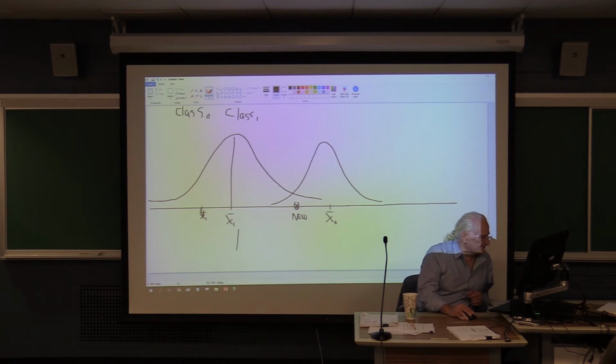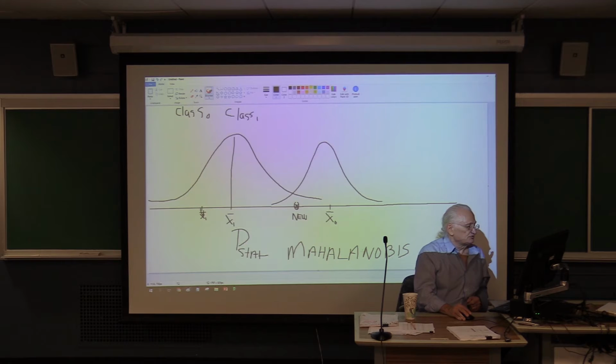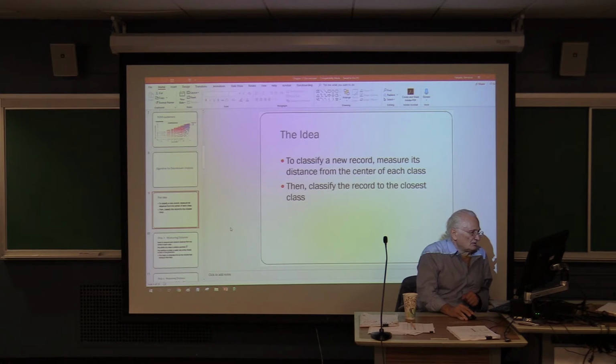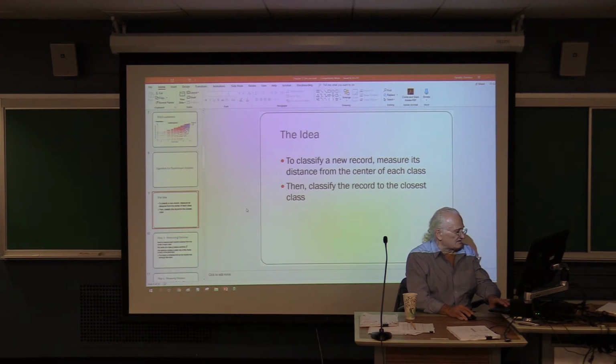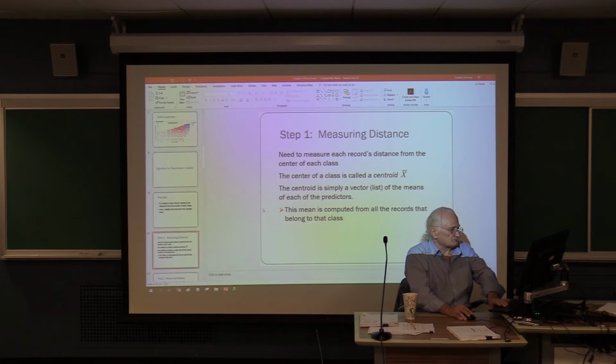So the statistical distance is named after an Indian fellow, Dr. Mahalanobis, and that is a big contribution to analytics in general. So this is the Euclidean distance. So you have the two classes. You set the centroids.